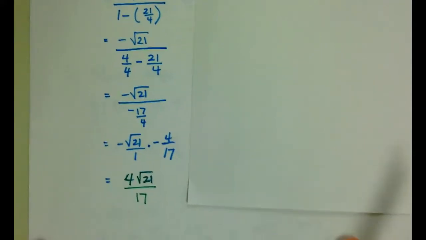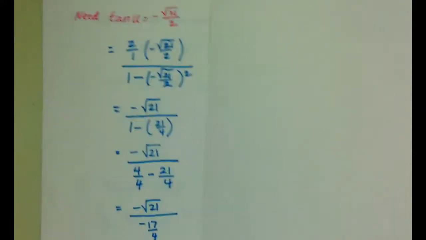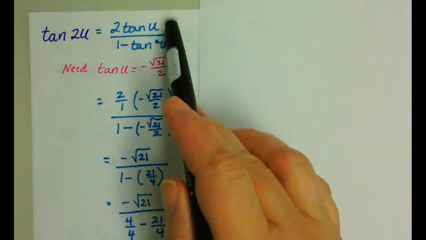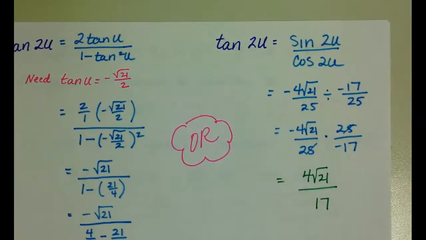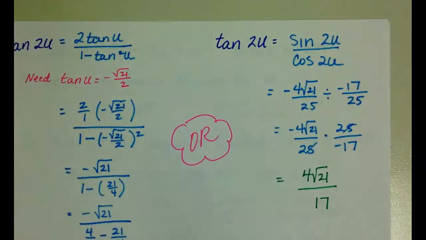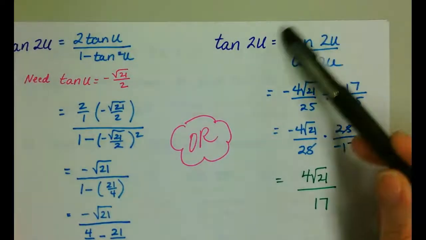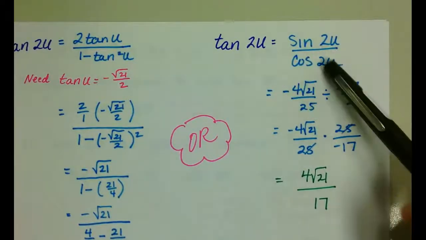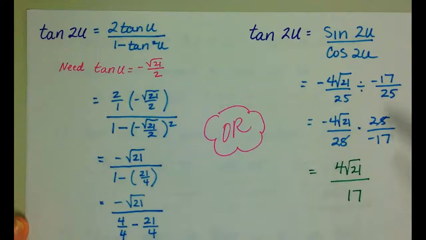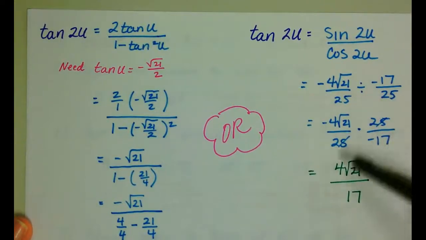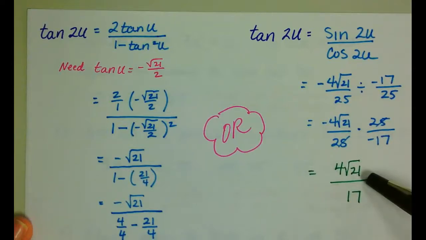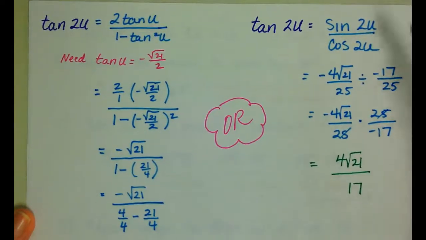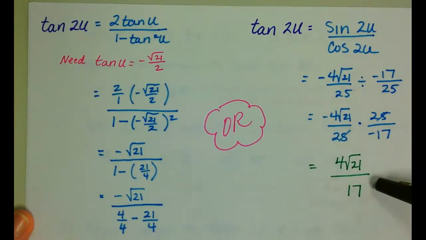So you do have to be a little careful with the fractions because this can easily be set up to be a fraction within a fraction. Since we already had sine of 2u and cosine of 2u, we could do it like we've been doing, where I took the value of this divided by the value of this, and then when I use the reciprocal, because when you divide by a fraction you multiply by the reciprocal, the 25's cancel and you're left with the same thing, 4 root 21 over 17. Just a little shorter, more direct route to get there.